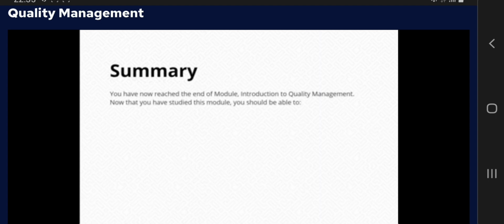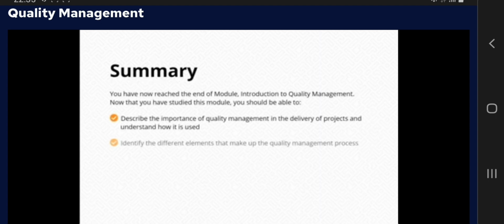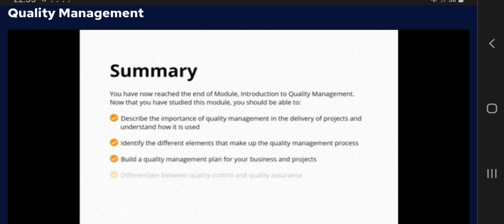Summary. You have now reached the end of module, Introduction to Quality Management. Now that you have studied this module, you should be able to describe the importance of quality management in the delivery of projects and understand how it is used. Identify the different elements that make up the quality management process. Build a quality management plan for your business and projects. Differentiate between quality control and quality assurance. Understand how to implement quality control.